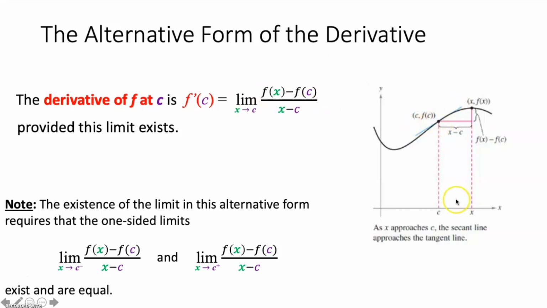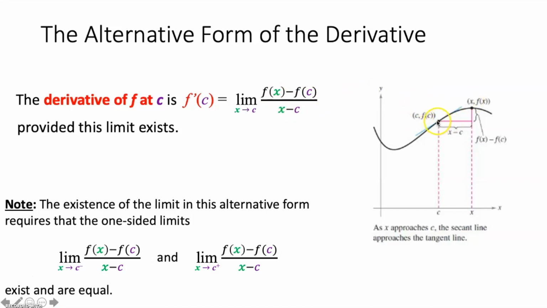So again, the way this works is you have a point, c comma f of c, and that's where we want to find the slope. So what we do to find the slope of the function at this point is we choose another point on the function. We'll call it x comma f of x. We then draw a secant line going through those 2 points. I can then find the slope of the secant line by doing f of x minus f of c over x minus c. And that's what I have over here.